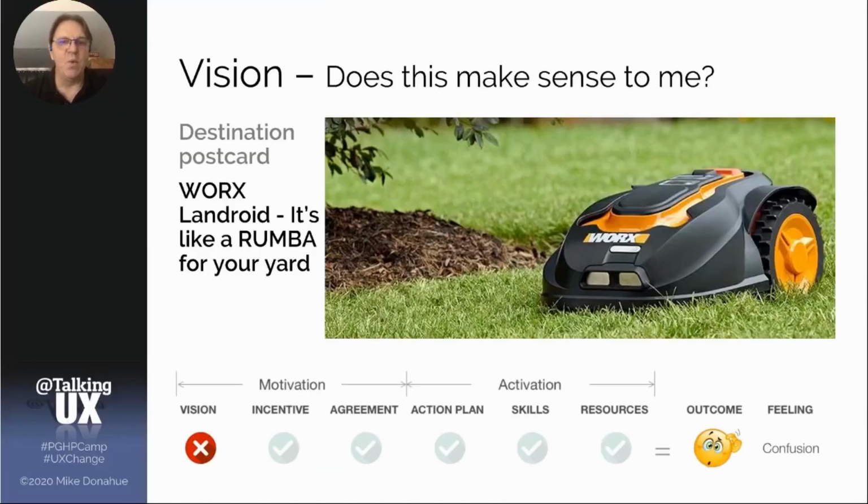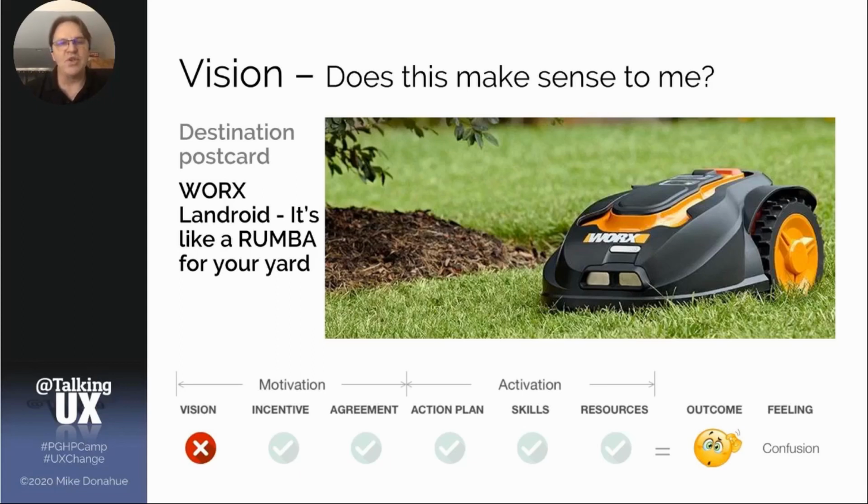So the picture here is of the Worx Landroid, and this is a great thing for addressing the first element on the change model, which is the vision. And what this does, if we look closely at this and think about it for a second, basically this is a Roomba for your yard. Just let that thing loose. It goes around your yard, it mows it for you, and you don't have to do anything. And this creates what Chip and Dan Heath in their book Switch would refer to as a destination postcard. You can see how good your life is going to be. You can see what the change by switching from a traditional mower to one of these will bring you.